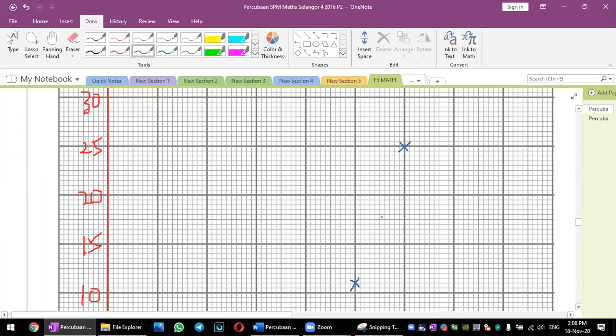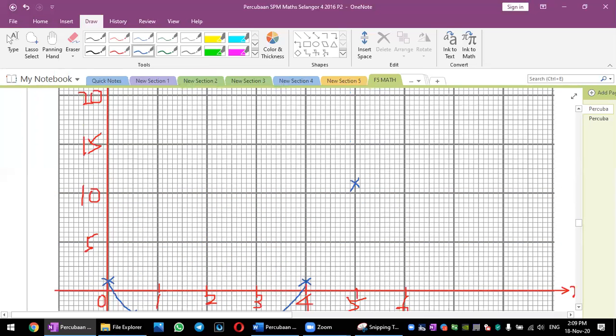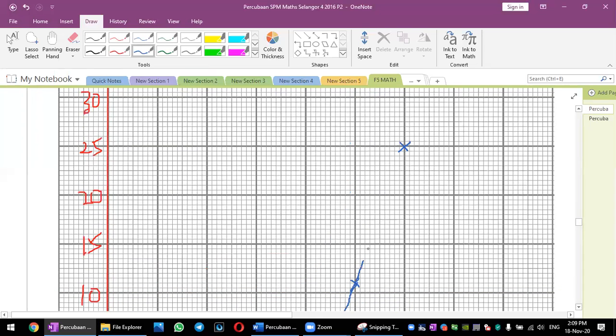Okay, then what you do? Already label, draw a curved line, freehand. Normally kalau kamu tak pandai, jangan kamu guna ruler. You don't use ruler. You can draw like this, putus-putus macam ni sambung lah. At least better than you use flexible ruler. Okay, then continue.